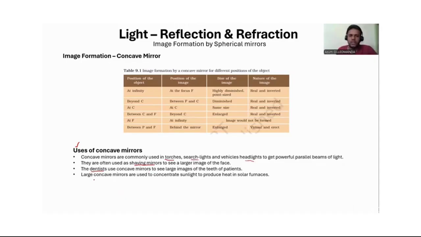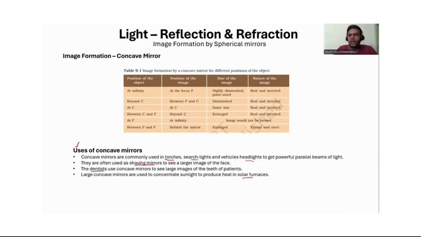And then there is another use case where large concave mirrors are used to concentrate sunlight to produce heat in solar furnaces. So basically, if a parallel beam of light falls onto the concave mirror, it converges everything to the principal focus. So at that point, you can generate the maximum amount of heat. That principle is used in solar furnaces to produce heat. All right, so that's about image formation in concave mirrors, guys.